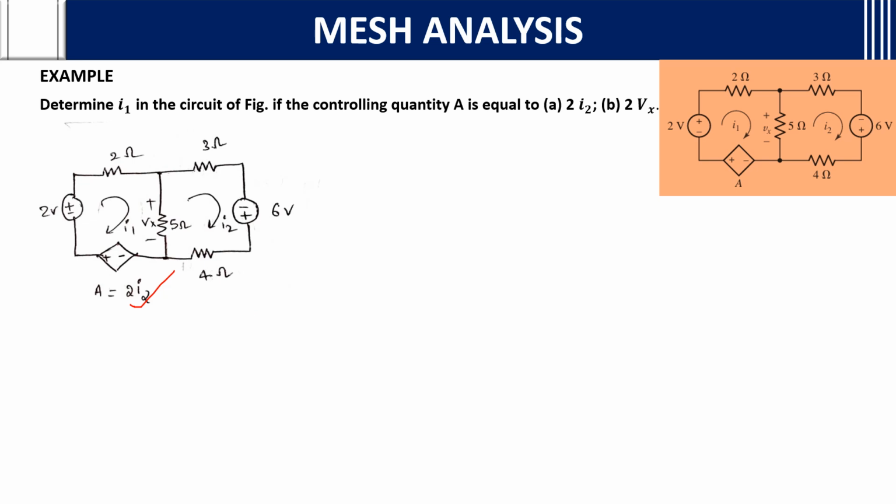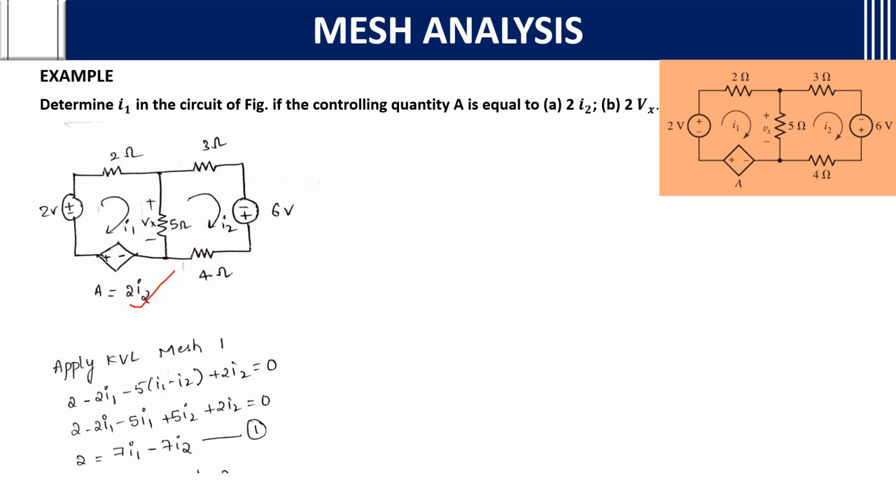Right, apply KVL to both. Already the directions are given. Apply KVL to both. KVL to mesh 1, then you will get the equation like this: 2 minus 2I1 minus 5 into I1 minus I2 plus 2I2. You need to start solving this so that you will understand how I am writing the KVL equations.